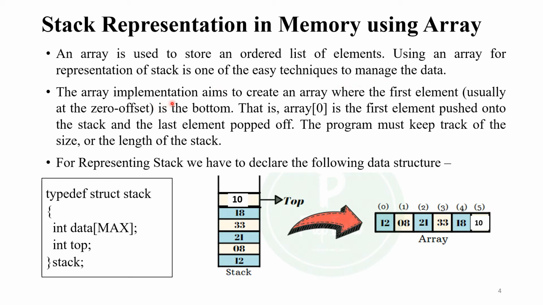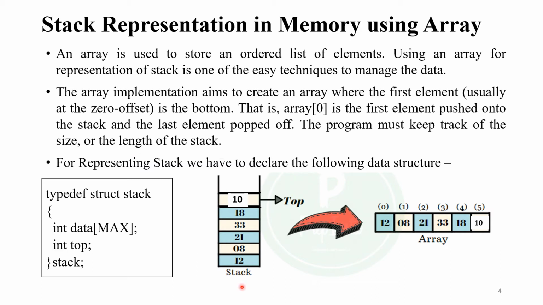The array implementation aims to create an array where the first element, usually at the 0 offset, is the bottom. That is, array 0 is the first element pushed onto the stack and the last element popped off. The program must keep track of the size or the length of the stack.